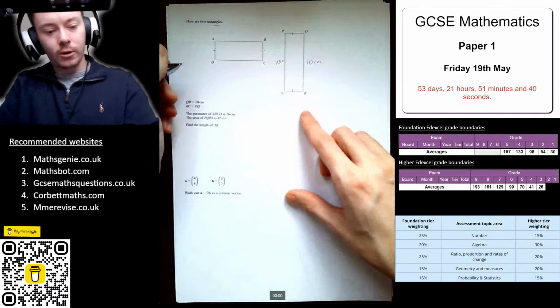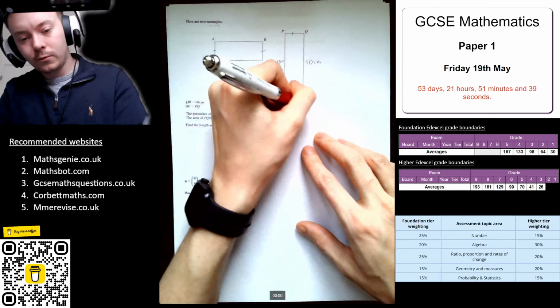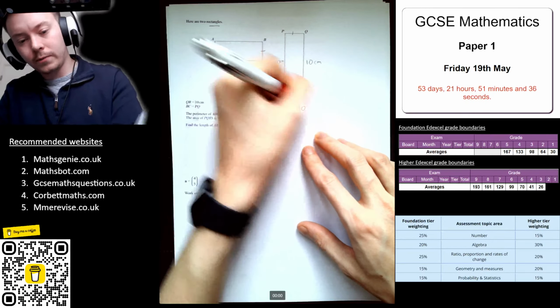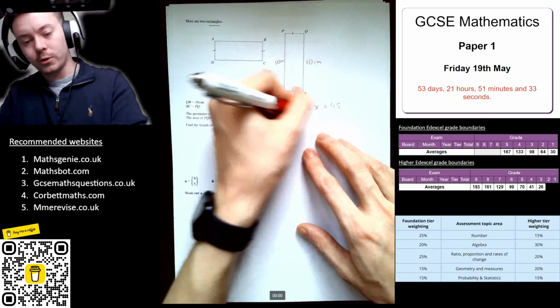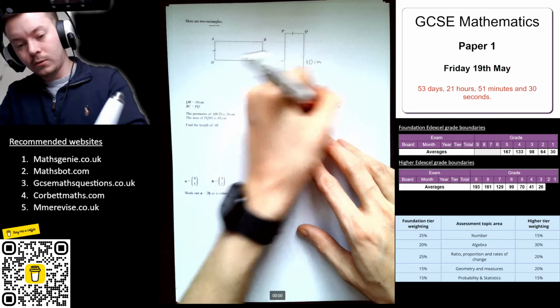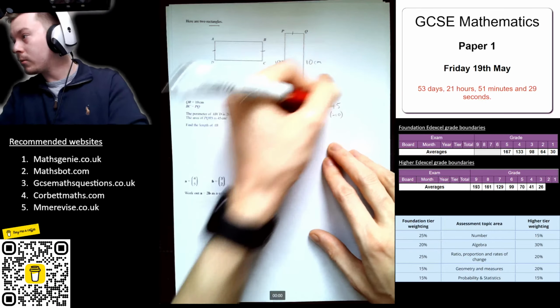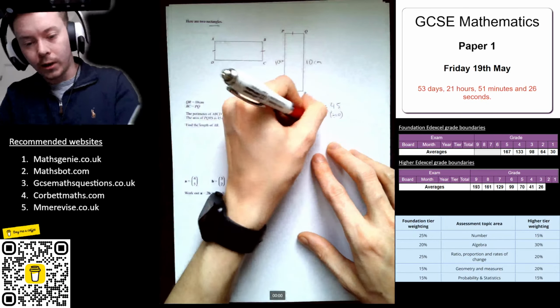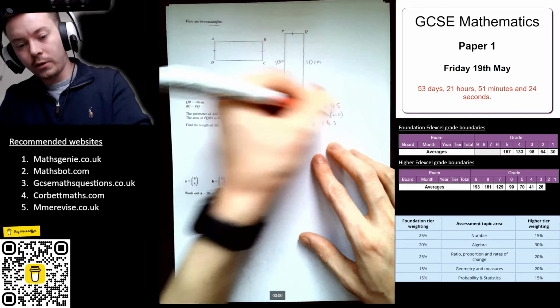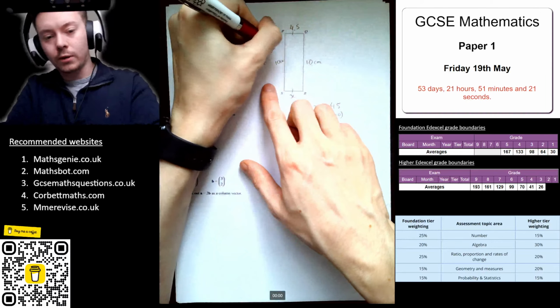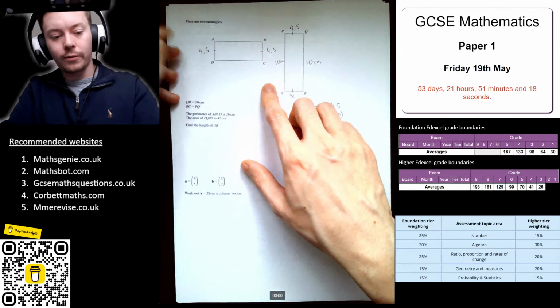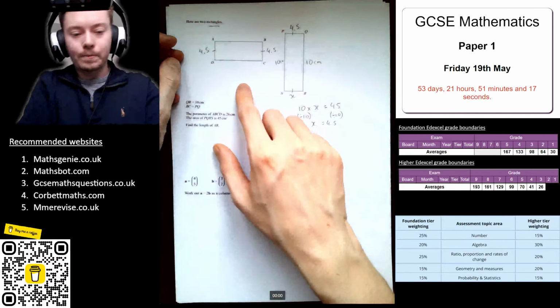10 times by something is 45. Call that x. 10 times by x is 45, so divide both sides by 10, and we'll get x is equal to 4.5. Now we know that's the same here, so that's 4.5, that's 4.5. Find the length of AB.